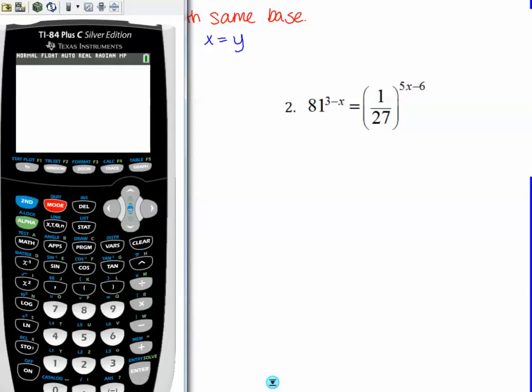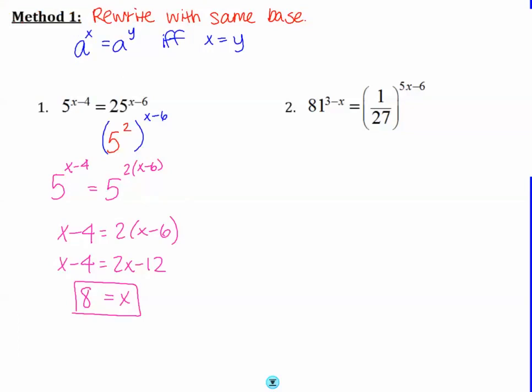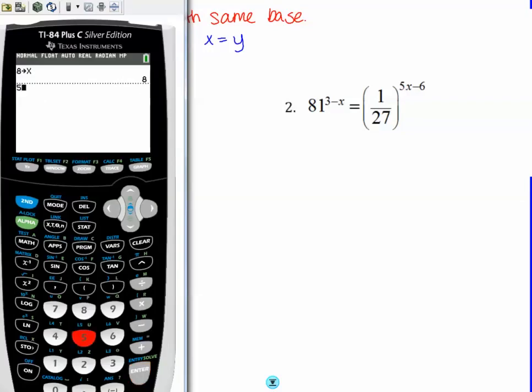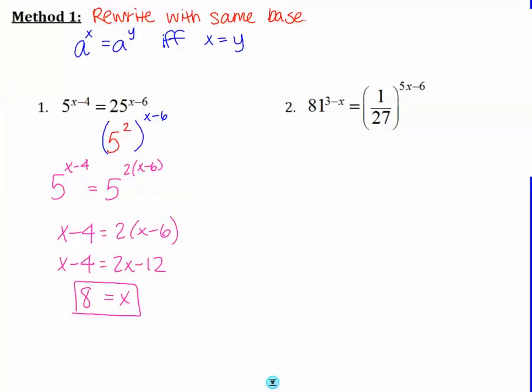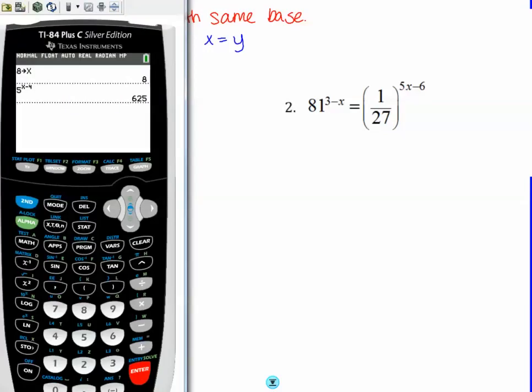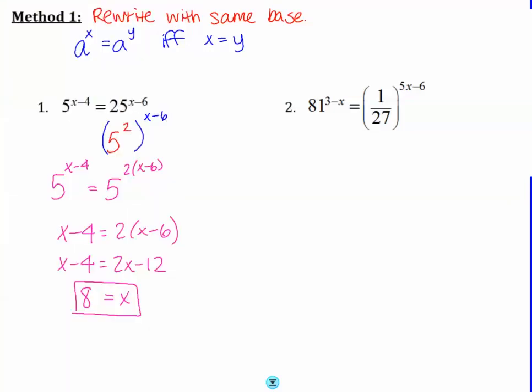And you can always check this in your calculator. If I do 8 store for x, then I can type in the left side of the equation and the right side of the equation. So I have 5 to the x minus 4. That gives me 625, and then the right side of the equation is 25 to the x minus 6. That also gives me 625, so that's a good way to check your answers.